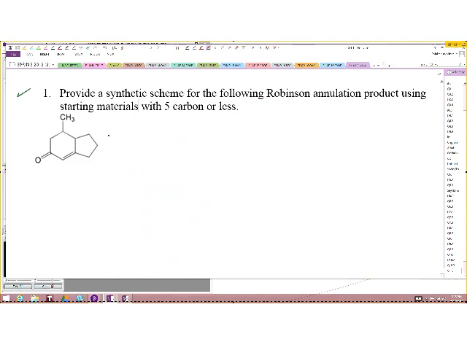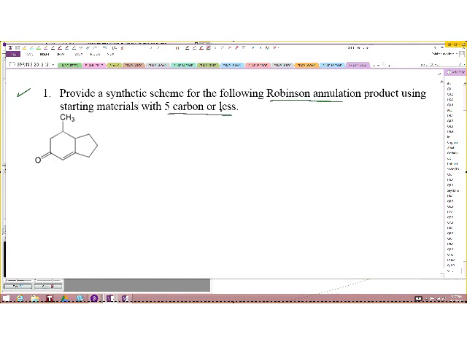Okay, Erin, can you read this for us? Provide synthetic steps for the following Robinson annulation products using starting materials with 5 carbons or less. Okay, thank you. So what this question is asking you to do here is to provide the synthetic scheme for Robinson annulation reaction using starting material that contains 5 carbon atoms or less.